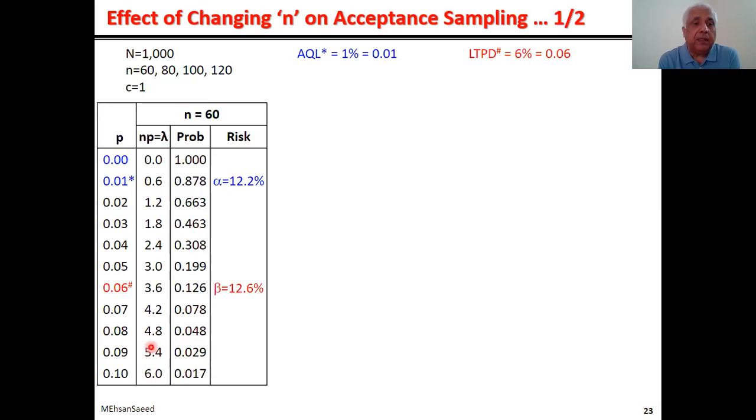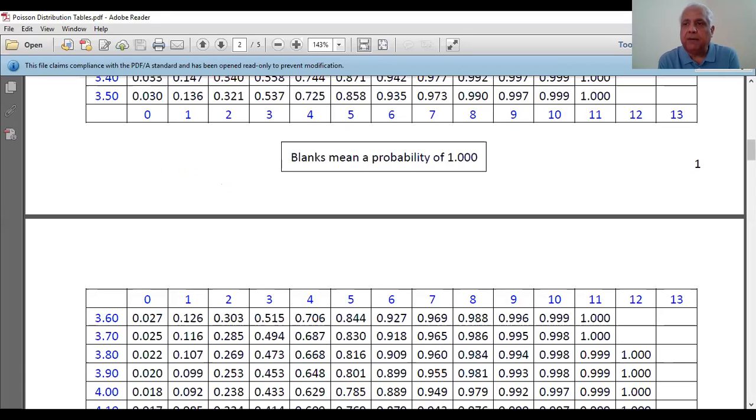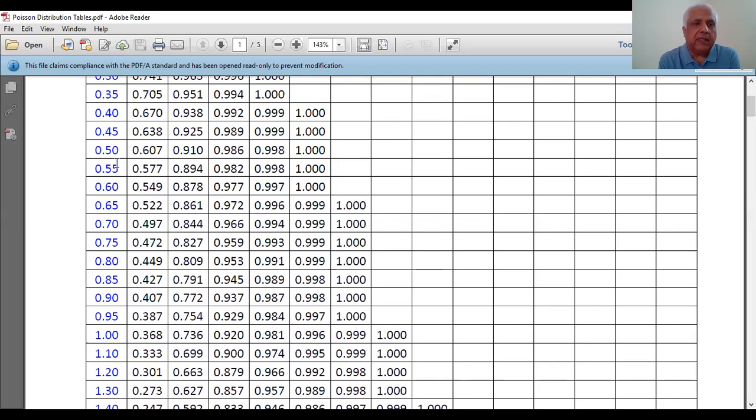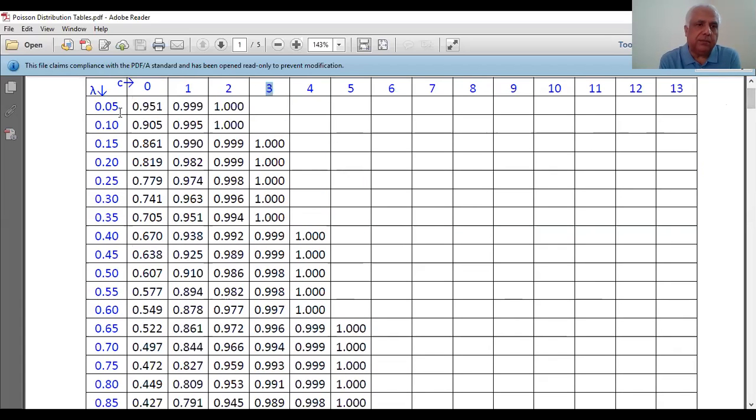Next step, we go to the Poisson tables and enter these values of lambda to find the probabilities of acceptance. So let's do that. Change the screen. Go to the Poisson tables. Remember, our first lambda value was 0.06, and the acceptance level was 1, and 1 is in the second column. For 0.06, we get a figure of 0.878.